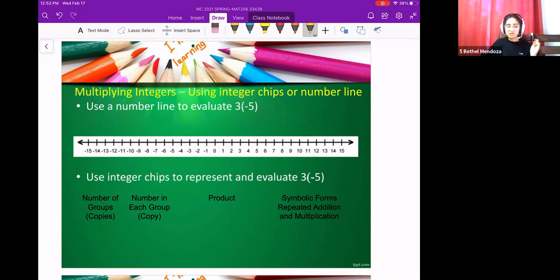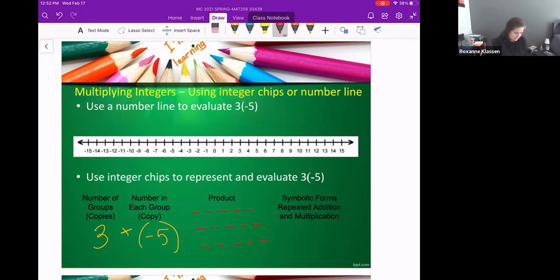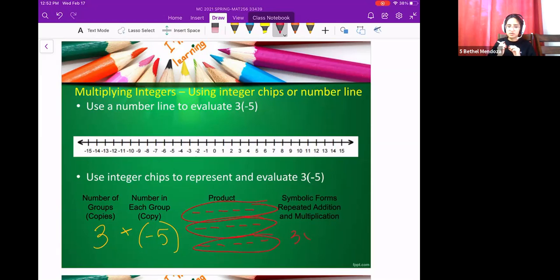So for the number of groups, that would be 3. The number in each group, so each copy would be -5. And so the product would be 3 groups of -5, and so that multiplication would be 3 times -5 equals -15. Yeah, that wasn't too bad.